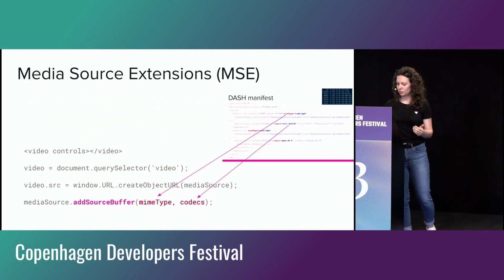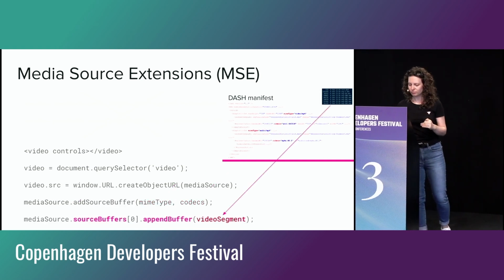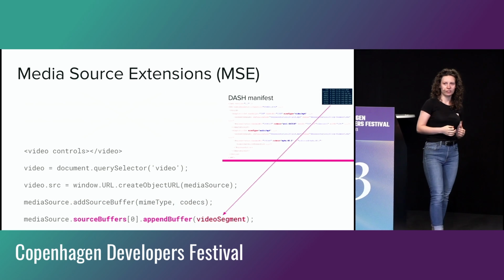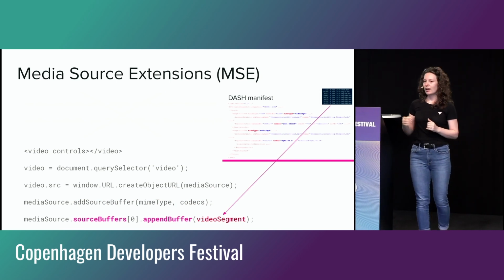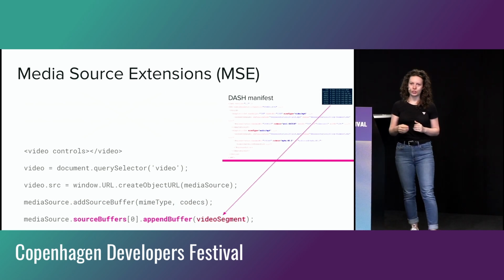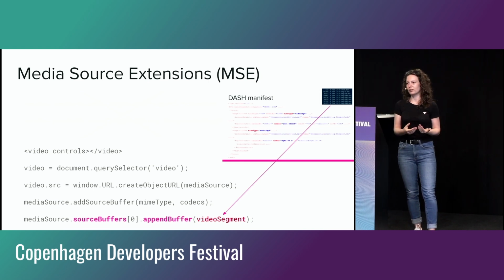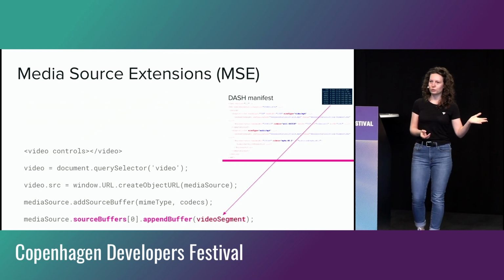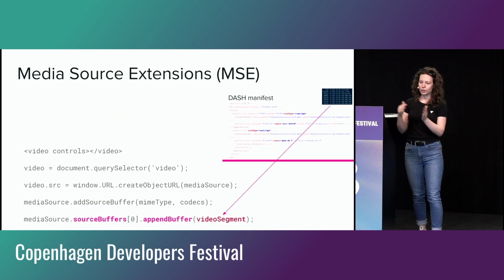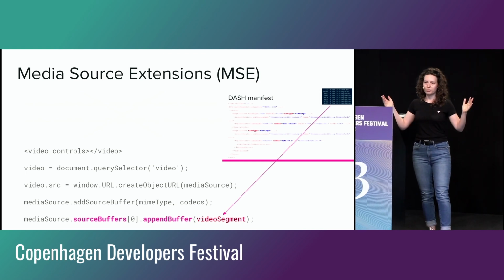After that, once I have created the source buffer, I can actually start fetching the segments and append them to this just created source buffer. Basically, this is how the whole playback works from now on. So we don't need the source attribute anymore that we have seen before. Now we're using the Media Source Extensions, and basically it works.